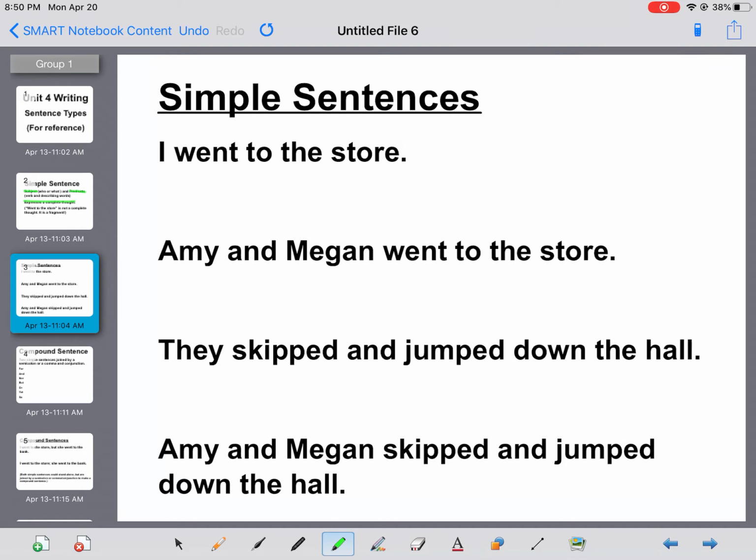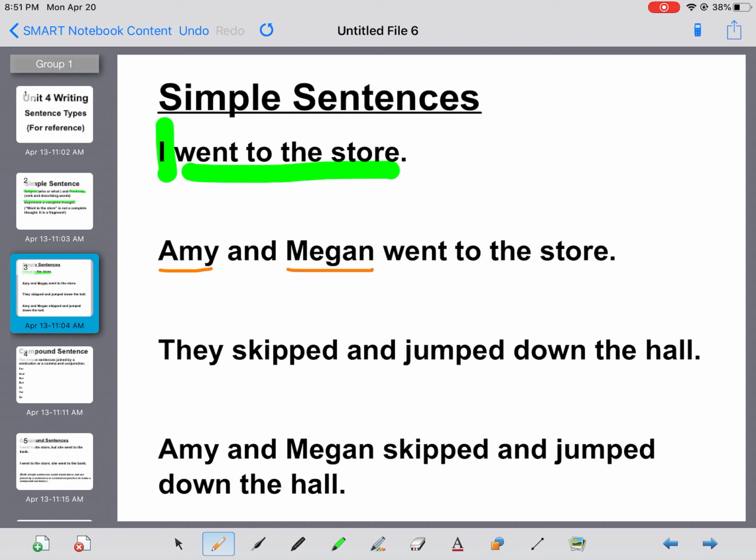So some examples of simple sentences. To fix the problem of the fragment on the previous slide, I can say "I went to the store" or "Joe went to the store." So we have a subject and then we have a predicate, so a verb and then describing words that come after it.